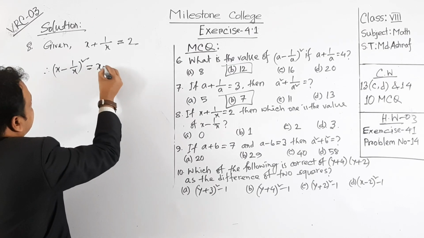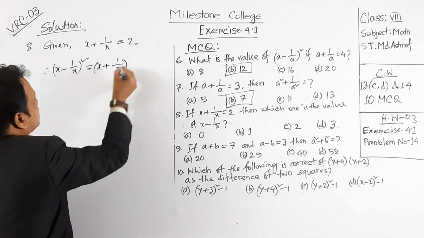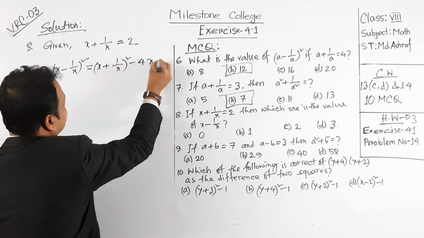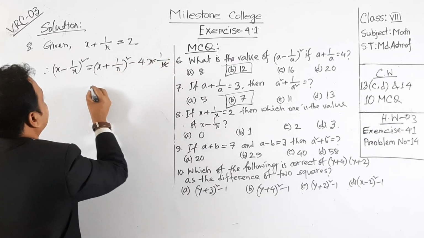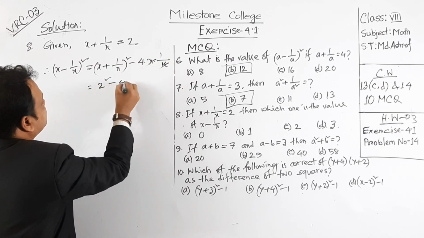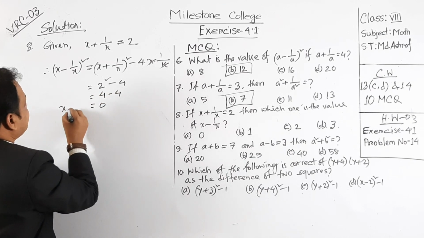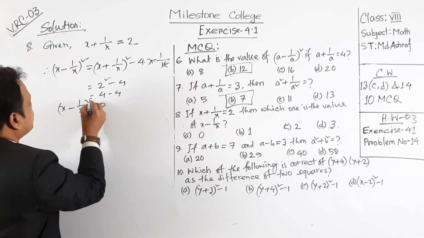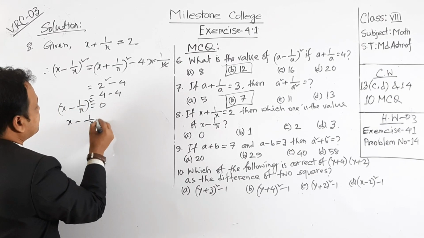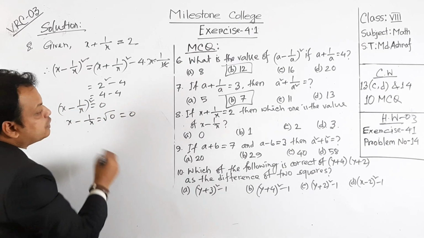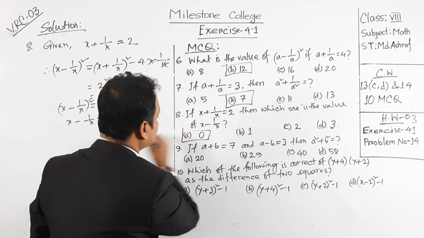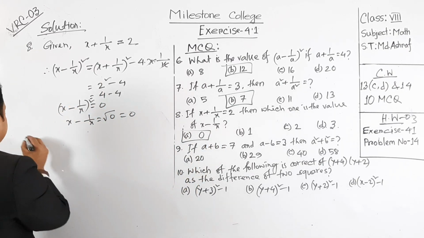Then what will be? A plus b whole square minus 4ab, 4 into x into 1 by x. X will be eliminated. Then 2 square minus 4, that means 4 minus 4 equals 0. So x minus 1 by x whole square equals 0. Then x minus 1 by x equals square root 0 equals 0. So we have got 8 number question answer 0. Now do the 9 number question answer.